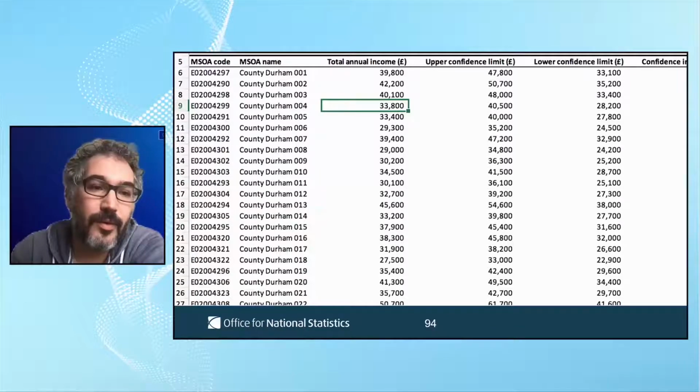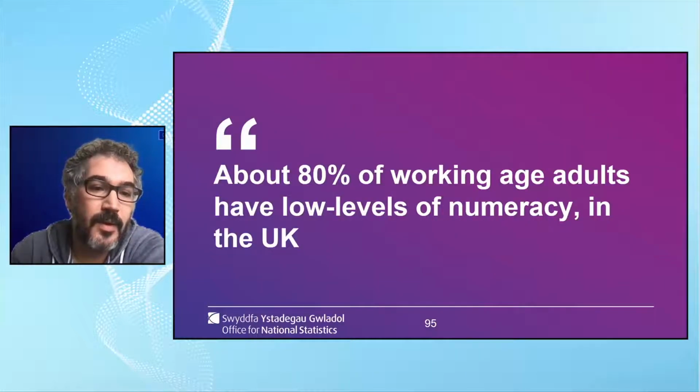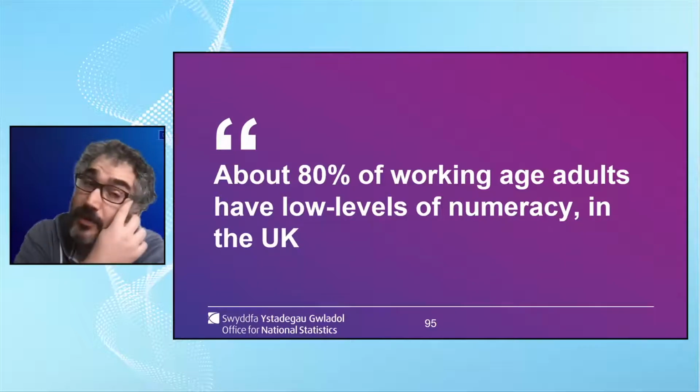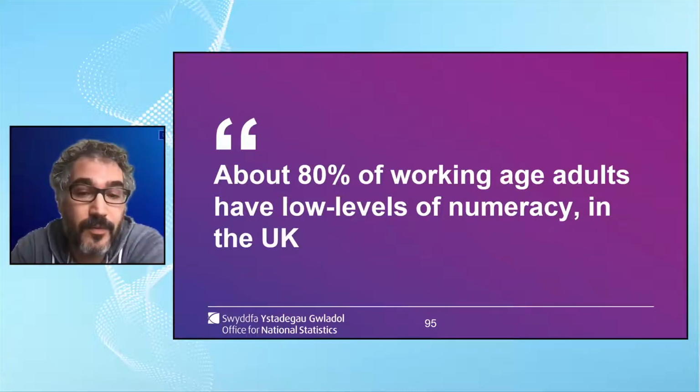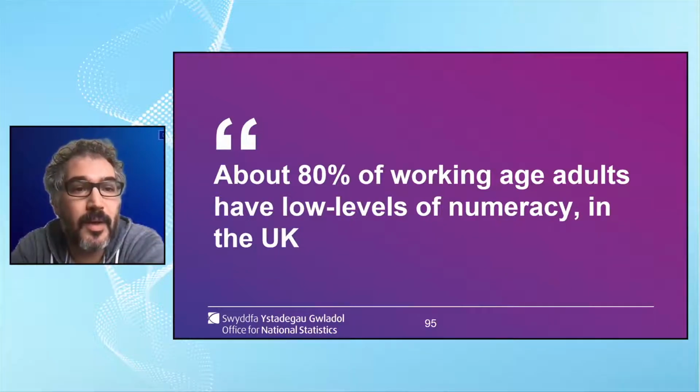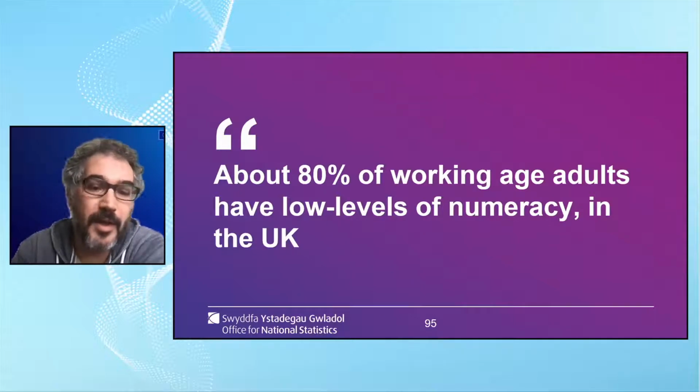So within the ONS, we also have teams to actually communicate data. Just to underline, it was estimated that roughly 80% of working age adults in the UK have low levels of numeracy. I'm not exactly sure of the metric that was used. This was from a numeracy charity. So a large majority of people wouldn't necessarily be able to comprehend charts, definitely not tables. And it's this challenge that we have of bridging that gap.